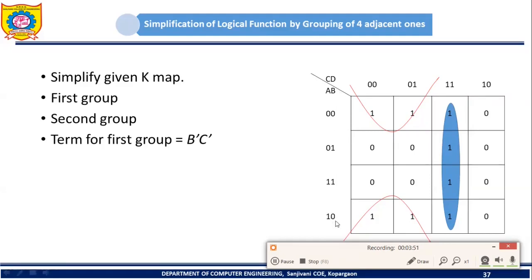Now here B is 0, B is 0. So B is constant for this particular group. So that's why I should consider here B prime. Why B prime? Because value of B is 0 for this group. Okay, so that's why here I have written B prime.